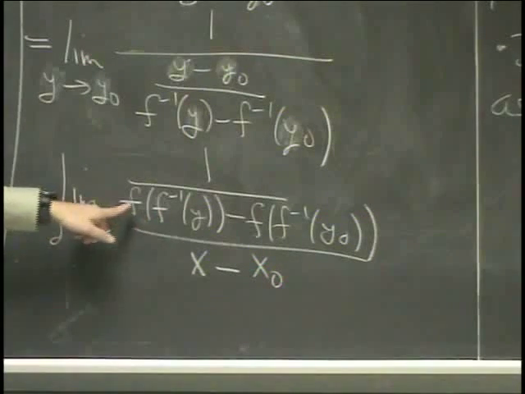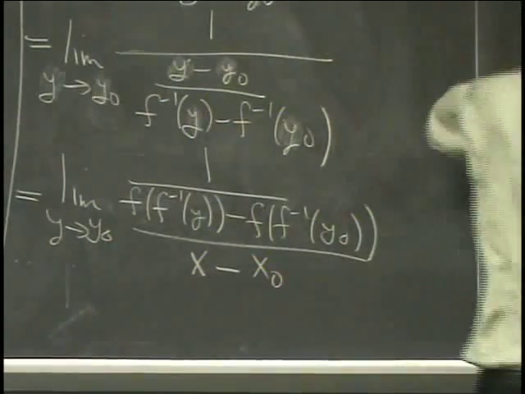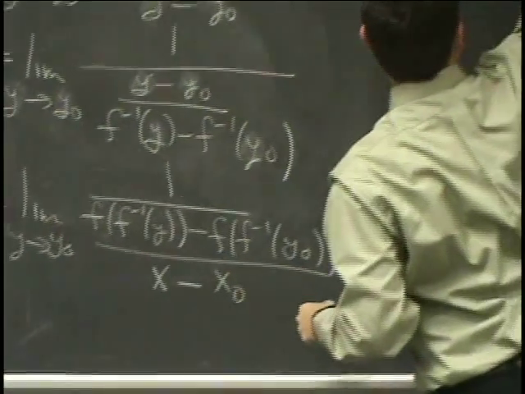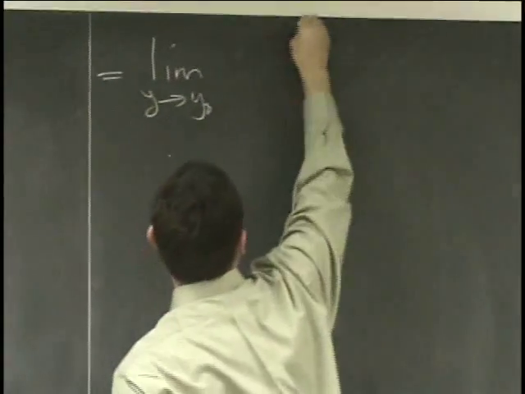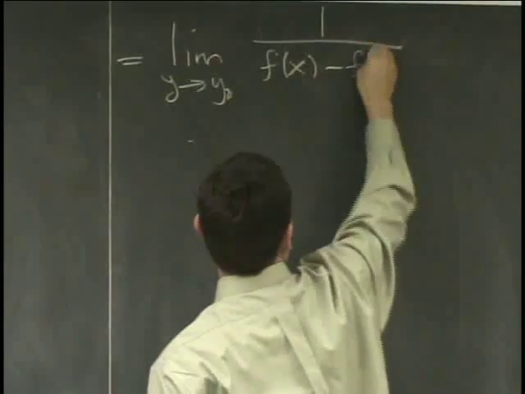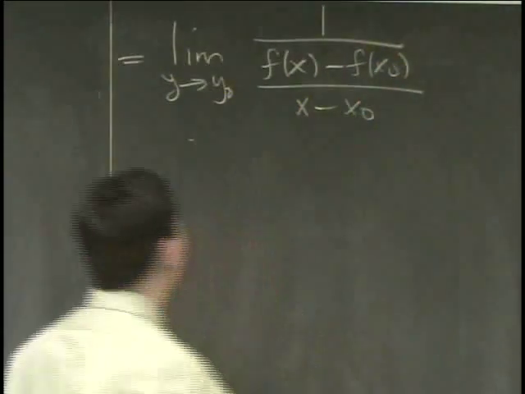Now why do I do that? Well, what is f inverse of y? We just said f inverse of y is x, and f inverse of y0 is x0. We're almost at the end. Please indulge me. I can rewrite this as the limit as y goes to y0 of 1 over f of x minus f of x0 over x minus x0.